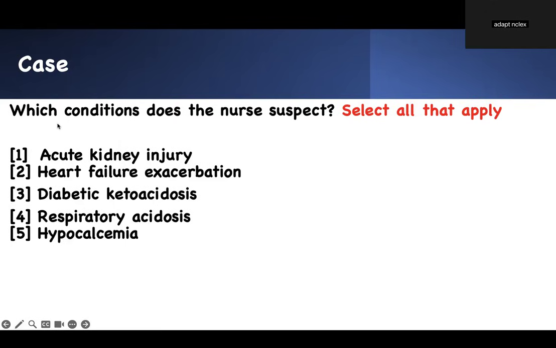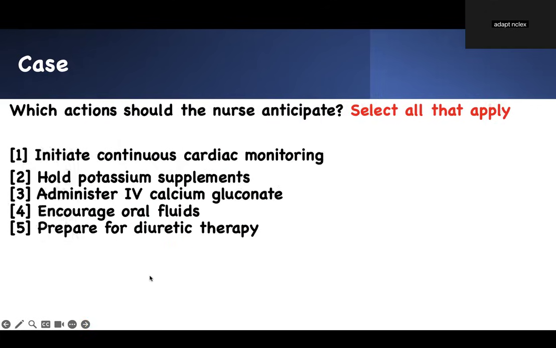What do you think? Of course, we saw the BUN and the creatinine elevated, therefore acute kidney injury. We saw BNP is elevated, heart failure exacerbation. There was no evidence of DKA. We saw the ABG shows respiratory acidosis, and then calcium is low. These are all the conditions the patient is suffering from.